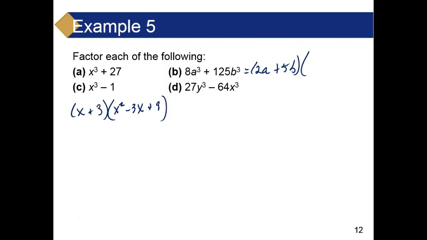Okay. Now what? 4a squared. Excellent. Everybody see that? Next. I didn't hear a sign. Okay. Minus 10ab. Okay. And then what? Plus 25b squared. You got it. Excellent. How about C? Can we do that one?